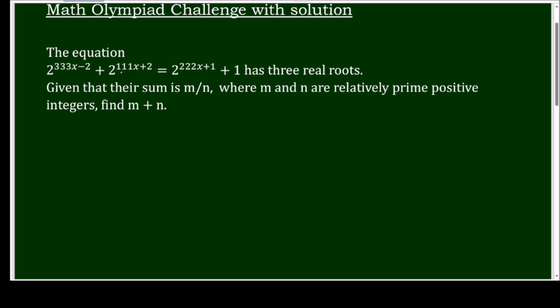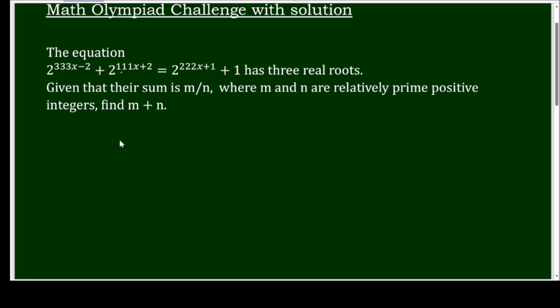So this is a Maths Olympiad challenge. This is a question from a previous year AIME. The equation 2 raised to the power 333x minus 2 plus 2 raised to the power 111x plus 2 equals 2 raised to the power 222x plus 1 has 3 real roots. Given that the sum is m over n, where m and n are relatively prime positive integers, find m plus n.